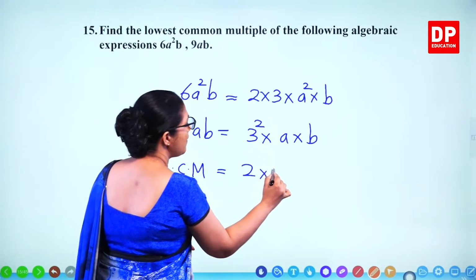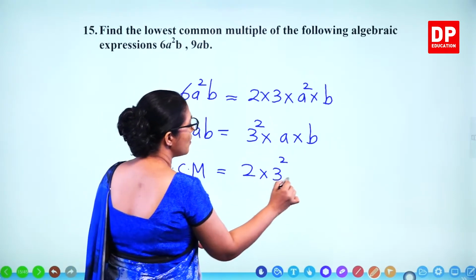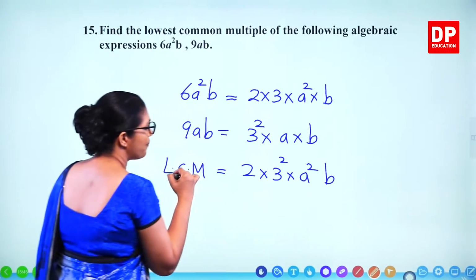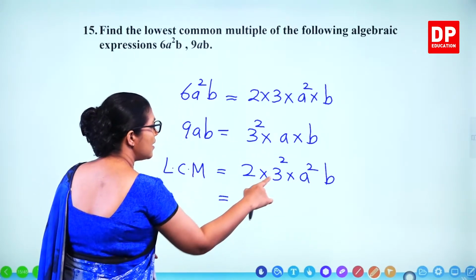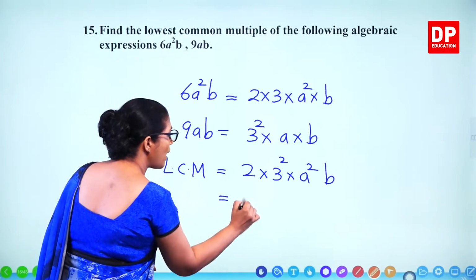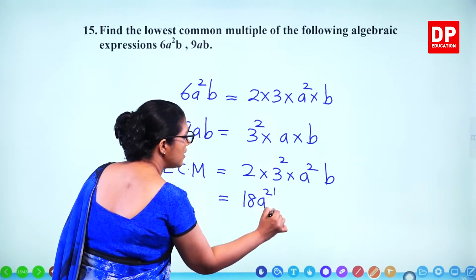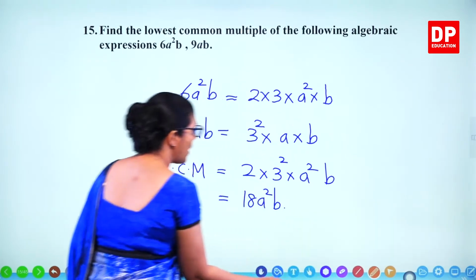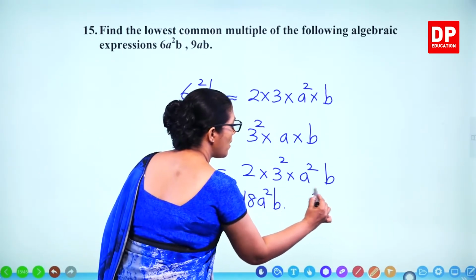When you take 3, the square is the maximum power. A, that's a squared, and b. So what's the answer? 3 squared is 9. 9 times 2, 18. 18 a squared b. That's the lowest common multiple. 2 marks.